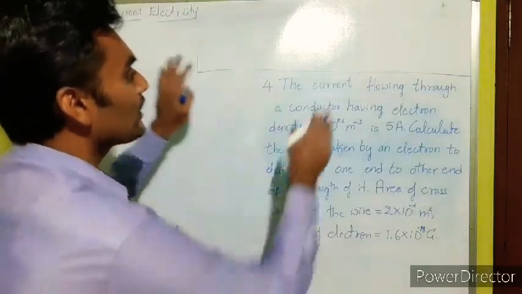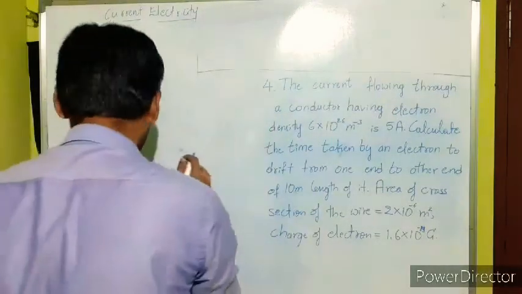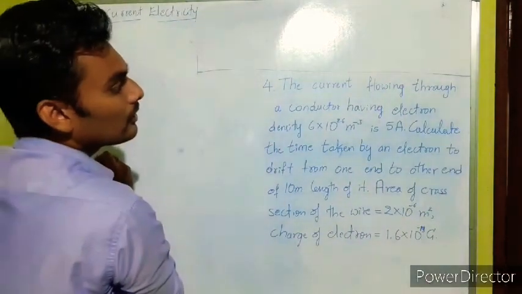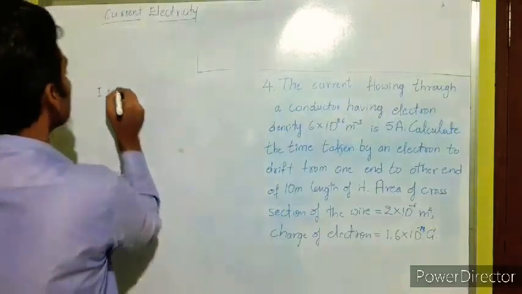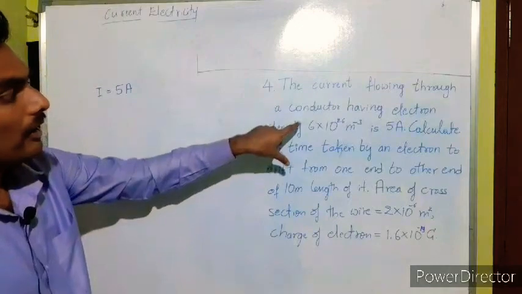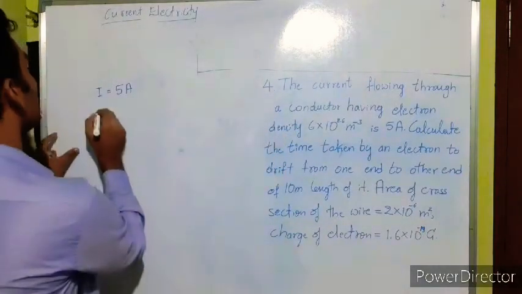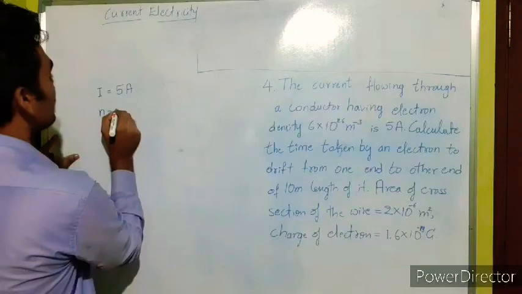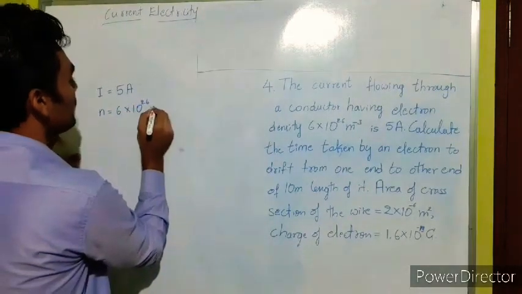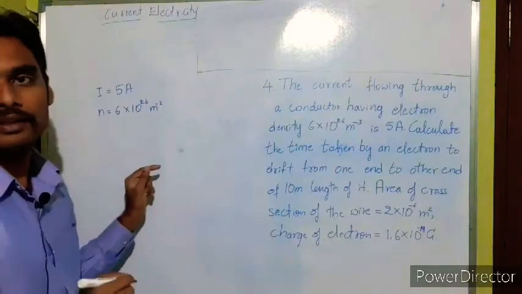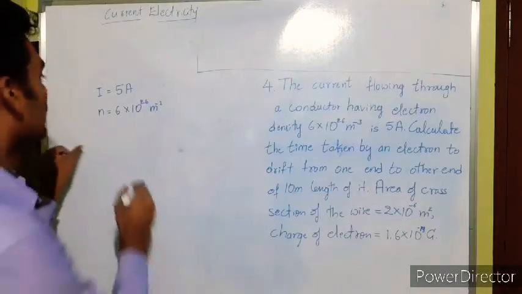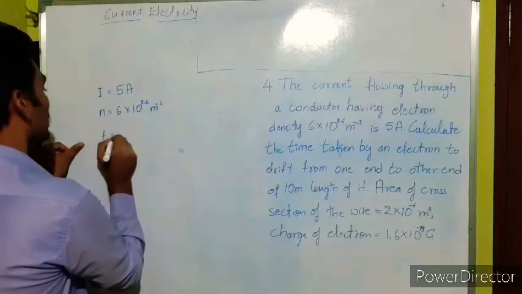First let me write the given data. Current flowing through the conductor is given. I is equal to 5 ampere, right, and the electron density, small n value, is also given, which is 6 into 10 to the power of 26 per meter cube. So the value of small n is also given. Time taken has to be calculated now.